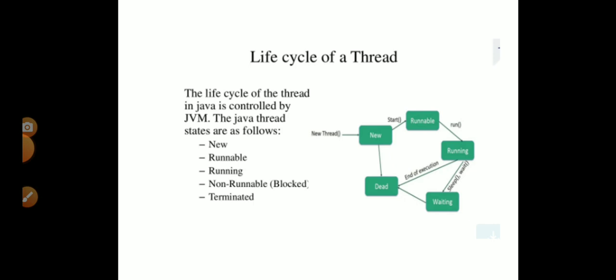For example, if the sleep function or wait function occurs, the particular thread is going to wait until the sleep or wait function timing is over. So the thread moves to the waiting state. After the sleeping time is over, again it moves to the running state and starts executing the thread. But if the thread execution ends, it moves to the dead state. So this is the entire execution of the thread life cycle.